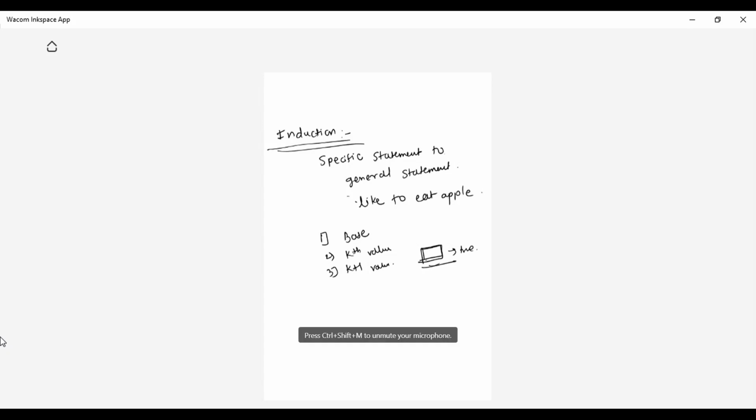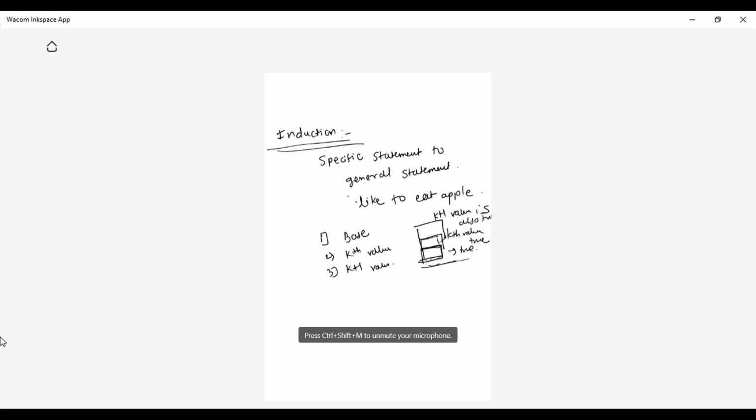Now, if the base is true, then the next kth value we are saying is true. If base is true, then the kth value will be true. If base is true and kth value is true, then the k plus 1 value is also true. That we need to prove in this mathematical induction.